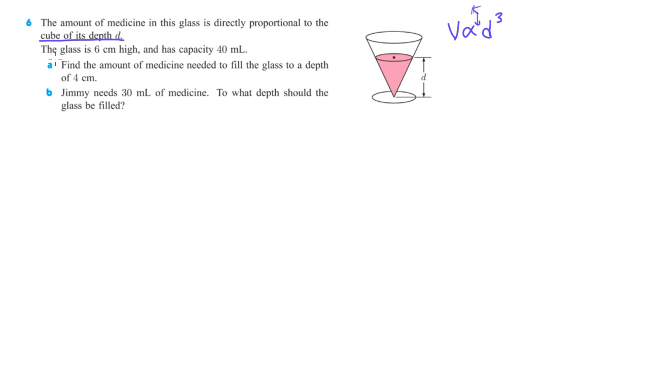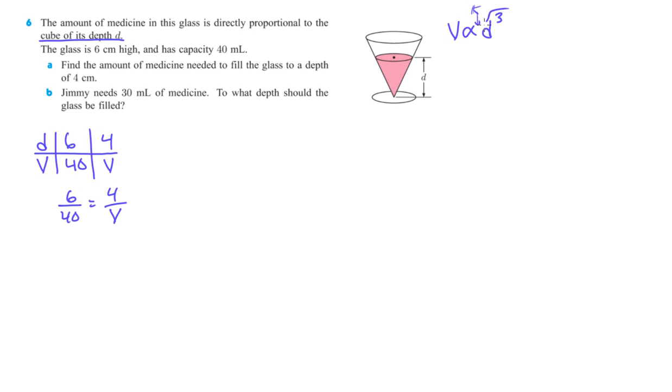So it says the glass is 6 centimeters high and has a capacity of 40 milliliters. Okay, so if we set that up, let's do our volume, and then our depth up here. Find the amount of medicine needed to fill the glass to a depth of 4 centimeters. So the depth is 4. What is our volume going to need to be for that? So we would do 6 over 40 equals 4 over v.